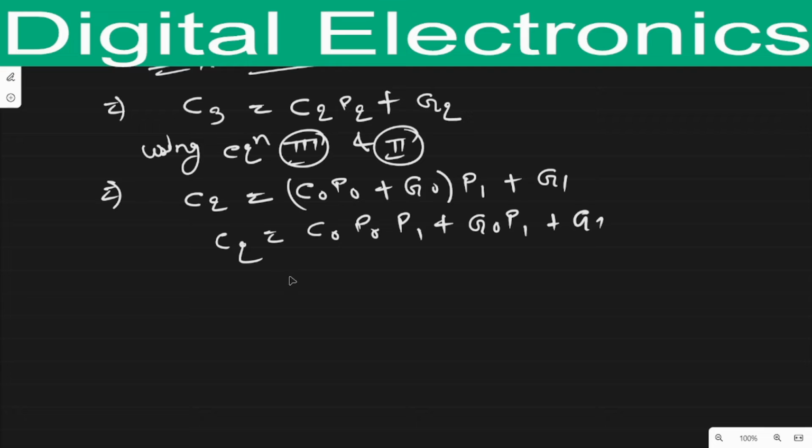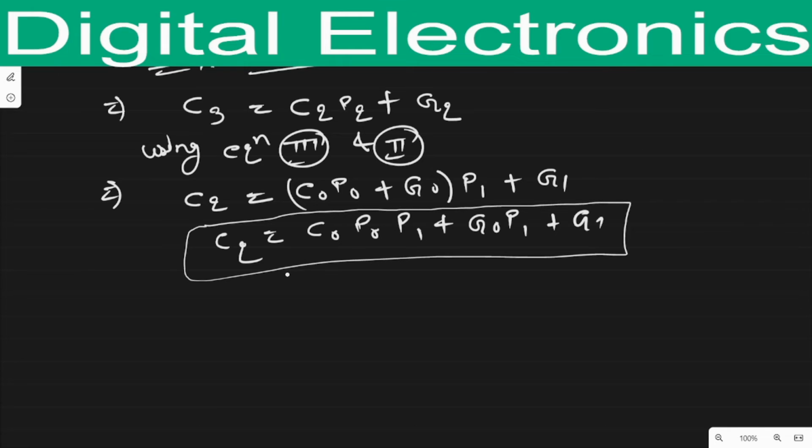Okay, so by this equation, it is clear that this carry C2 is now in terms of the starting carry C0. It is not dependent on C1. What is P0? P0 is nothing but an XOR of A0 and B0. What is P1? It is nothing but an XOR of A1 and B1. What is G0? It is nothing but an AND operation of A0 and B0.